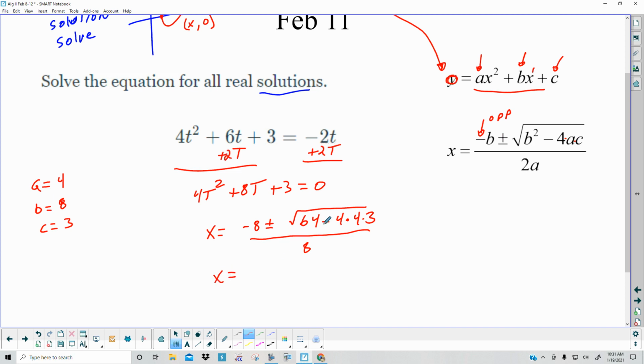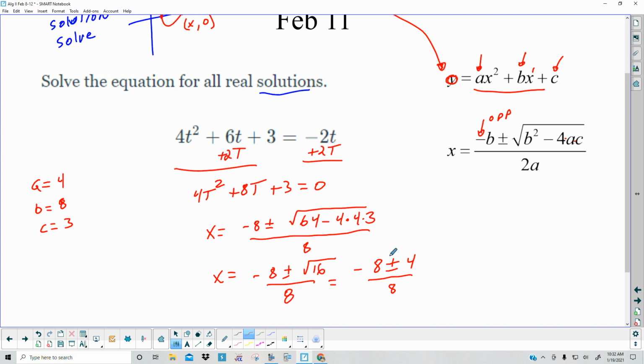Now you've got to simplify this, and I would recommend you just type this in your calculator as it is. So typing it again, I got 64 minus 4 times 4 times 3, and I get 16. Notice I didn't type in the square root. So negative 8 plus or minus the square root of 16 all over 2. Oh, I don't know why I said 2. Apologize for that. 8, because that's the number on the bottom. So now I have negative 8 plus or minus, and the square root of 16 is 4, all over 8.